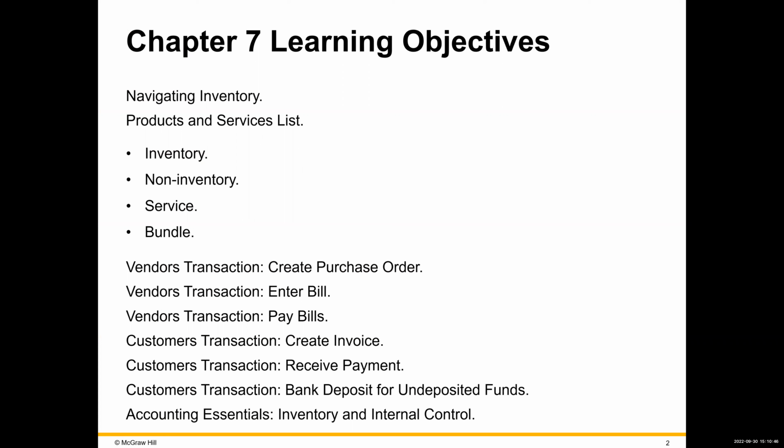Okay, in chapter 7, we're going to learn about how to process the inventory, inventory coming in and inventory going out and those type of things. Part of that is developing a products and services list. And so we'll be going over the different categories that you'll have in your products and services, which would be inventory, non-inventory, service, and bundle. As far as transactions, we're going to start out by creating a purchase order. And that's just us ordering something from our vendor.